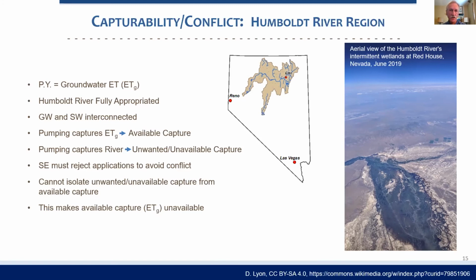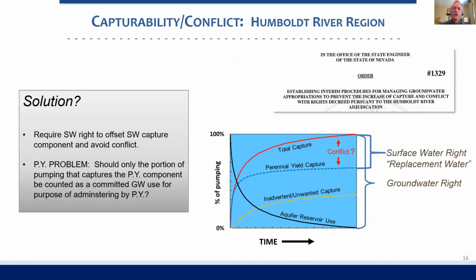Indeed, over the past 7 years, our office has been denying new appropriations in the Humboldt River region to capture some amount of stream flow, irrespective of the estimated water availability as indicated by our perennial yield values. So what's the solution here? As an initial step, our office has been granting new groundwater appropriations that would otherwise capture some amount of stream flow, so long as conflict is avoided, by offsetting that capture with a replacement surface water right whose water is actually left in the river.